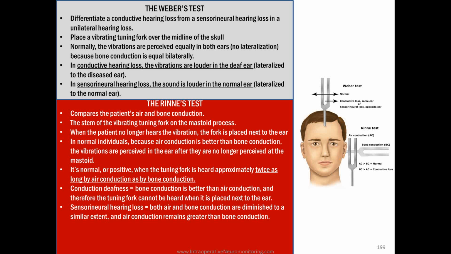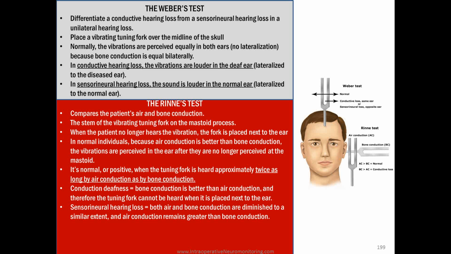So here is the neuro test, or part of the neurological exam for somebody coming in, and we look at first the Weber's test. This differentiates a conductive hearing loss from a sensorineural hearing loss in a unilateral hearing loss presentation. So you'll click your tuning fork and you place it on the midline skull. Normally the vibrations are perceived equally. There's no lateralization because bone conduction is equal bilaterally. If you have a conductive hearing loss, the vibrations are louder in the deaf ear. So the patient says, Doc, I'm having trouble hearing on my left.